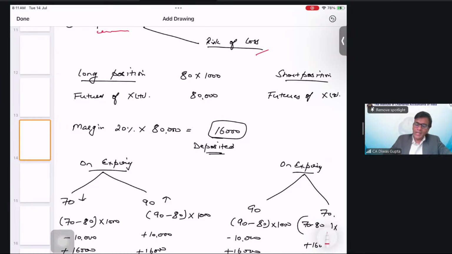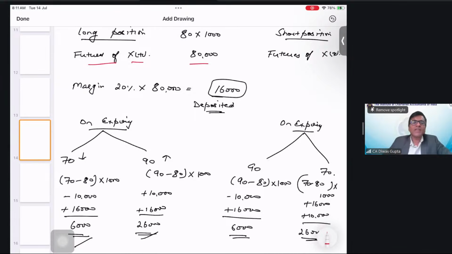Now let's talk about long position, students. Long positions and short positions, these are two positions that we discussed, right? Let's say 80 is today's price and I'm talking about a lot of 1000 futures. So the futures of X Limited is entered for 80,000 and the short position is also entered at 80,000, because if some person is buying, the other person would be selling. In reality, what happens is there is a 20% margin kept against that 80,000, which is around, let's say, 16,000, which is deposited with the stock exchange on which we are going to deal.